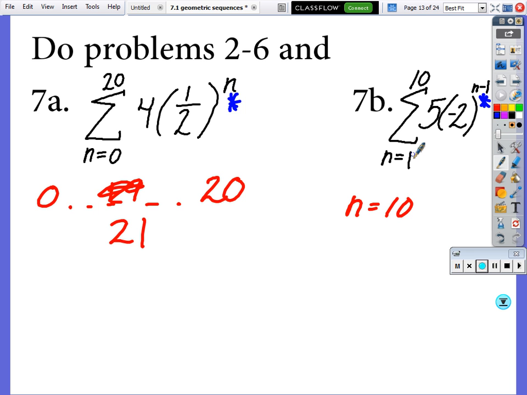Because what if n would have been 0 in this one? To find your first term, you would have plugged in a 0, so we would have had 5 times negative 2 raised to the 0 minus 1. So really we would have had 5 times negative 2 raised to the negative 1. Does that make sense? That n minus 1 only affects your first term, because it's just part of the function here.